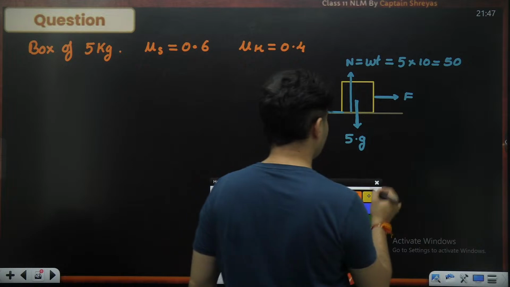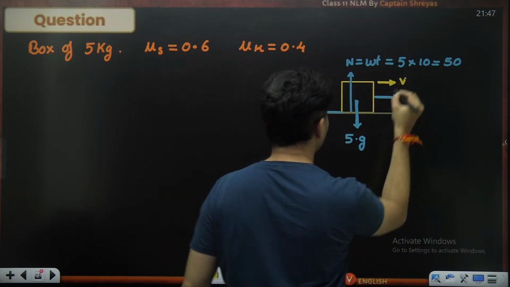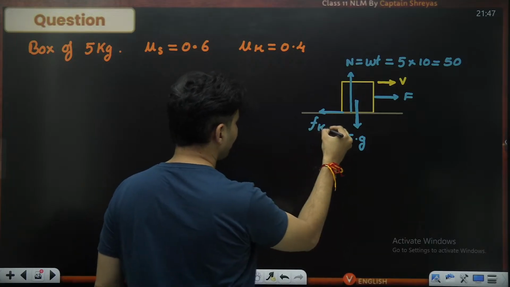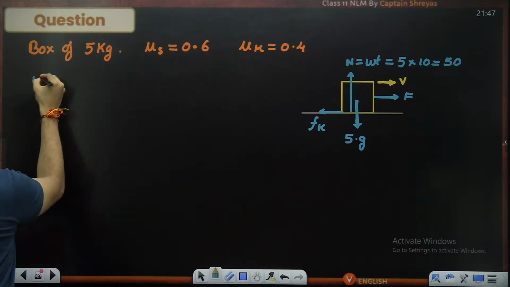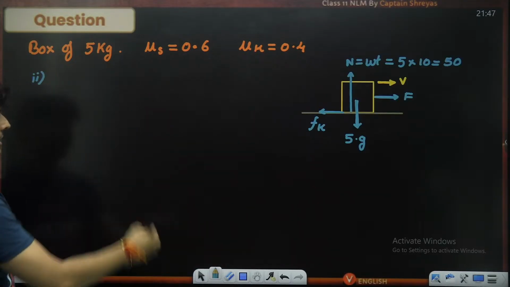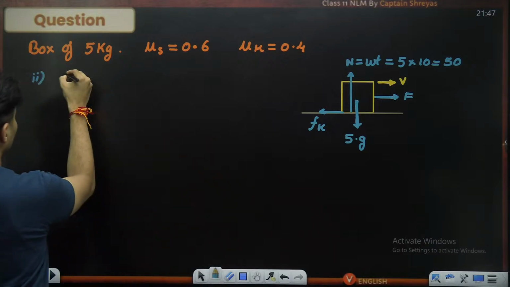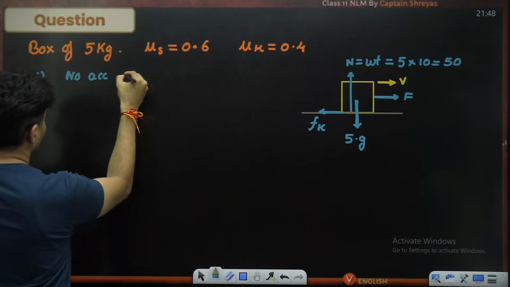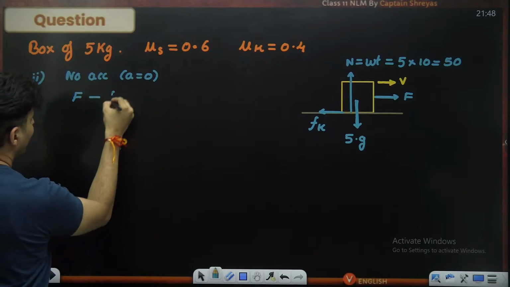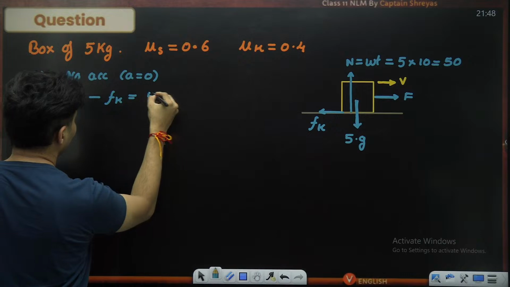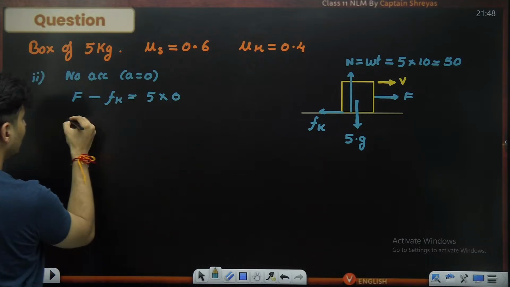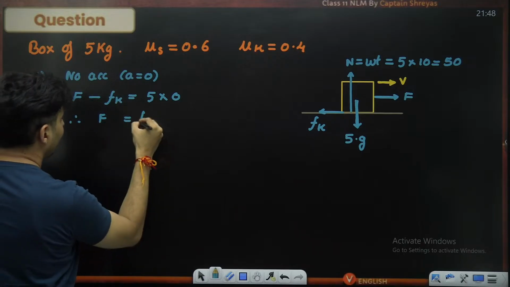Once it is already set in motion, it has some velocity. So now this will no longer be Fs, this will obviously be Fk. For the second part, to keep it moving, obviously it is kinetic in nature, and since there is no acceleration, because velocity is constant, our force will be balanced by Fk. Mass is 5 into acceleration. Force minus Fk is mass into acceleration. Net force is ma. So therefore F will be Fk.